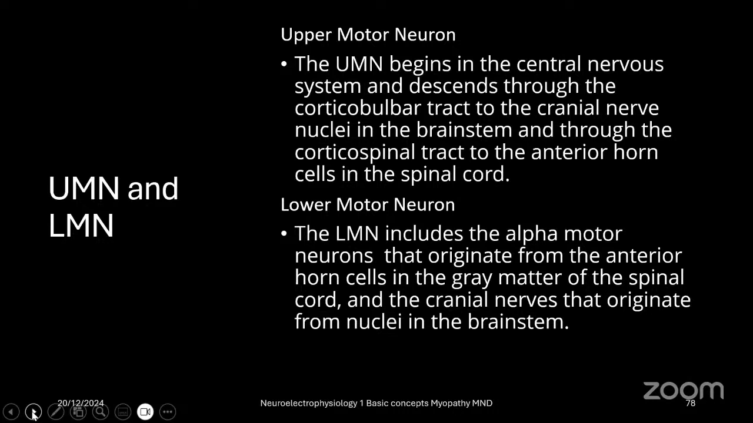The UMN begins in the cerebral cortex, descends through the corticobulbar tract to the cranial nerve nuclei in the brainstem, and through the corticospinal tract to the anterior horn cell in the spinal cord. Why it is important is you have to test the bulbar muscles. You have to do a tongue EMG also. The LMN includes the alpha motor neurons that originate from the anterior horn cells, the gray matter of the spinal cord, and cranial nerves that originate from the nuclei in the brainstem.